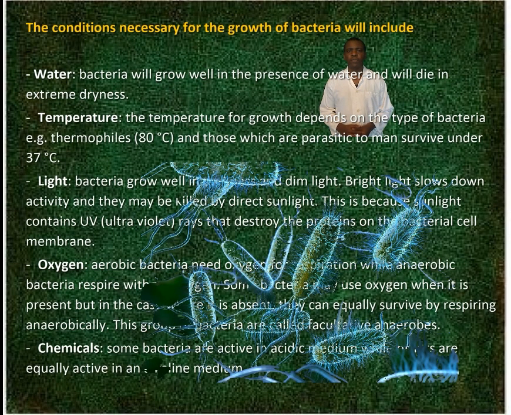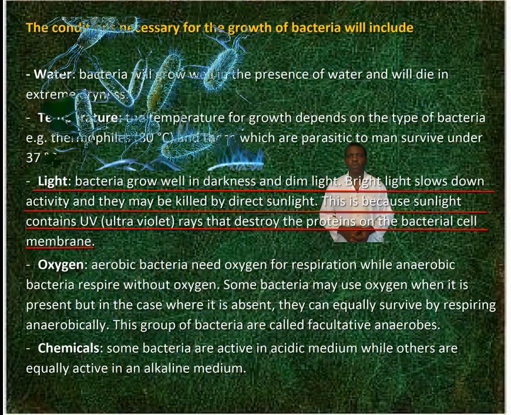The conditions necessary for growth of bacteria include water. Bacteria will grow well in the presence of water and will die in extreme dryness. Temperature. The temperature for growth depends on the type of bacteria. Example, thermophiles grow at 80 degrees centigrade, and those which are parasitic to man survive at 37 degrees centigrade. Light. Bacteria grow well in darkness and dim light. Bright light slows down activity and they may be killed by direct sunlight. This is because sunlight contains UV rays that destroy the proteins on the bacterial cell membrane.